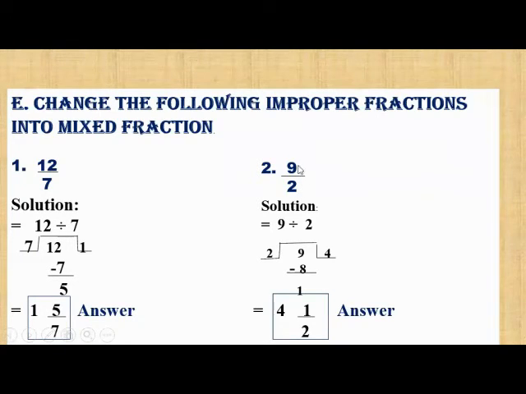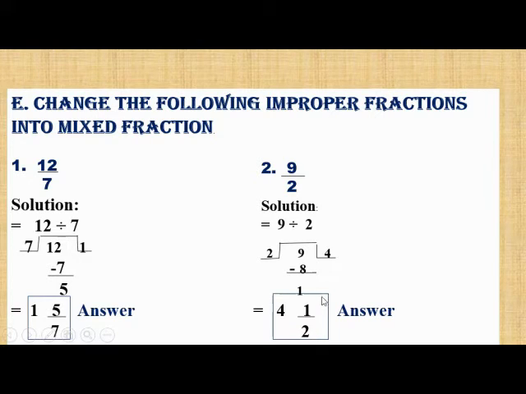In improper fraction, the numerator is greater than the denominator. Now move to the solution. 9 divided by 2. 2 fours are 8. 9 minus 8 equals 1. 4 is your quotient, which is a whole number. 1 is a remainder, which is the numerator, and 2 is the denominator.